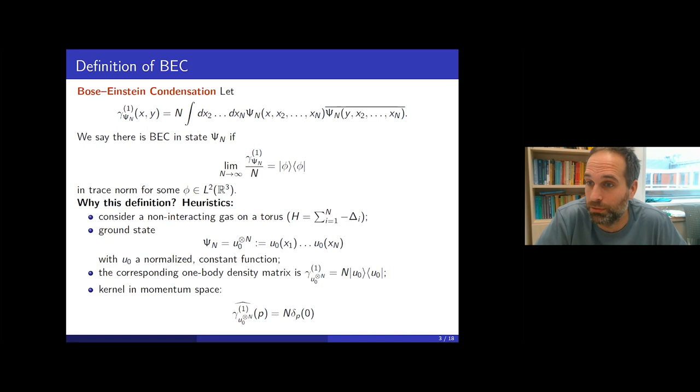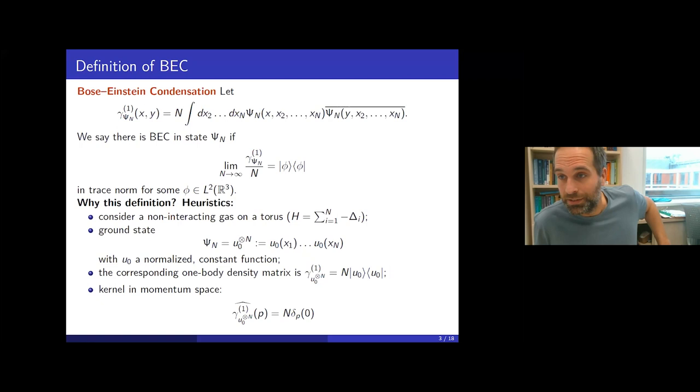most particles occupy a common quantum state. To this end, we introduce the one-body reduced density matrix. So we have psi n, the wave function of an n-body quantum system. The Hamiltonian that I'm working with will be defined later. For this quantum state, we introduce the one-body reduced density matrix, which is basically a one-body operator. It acts on the one-body Hilbert space H, and it's the projection onto the n-body wave function with all n minus one degrees of freedom traced out.